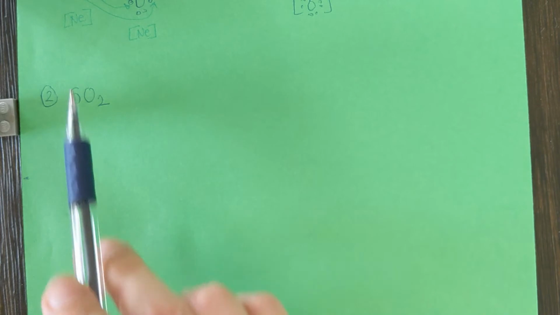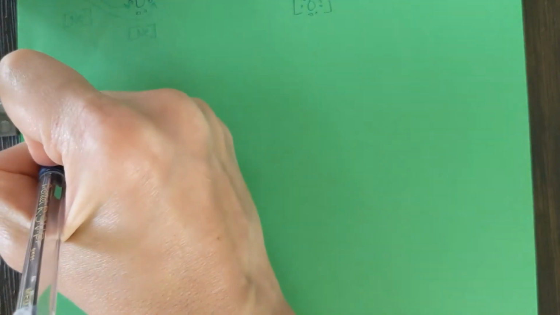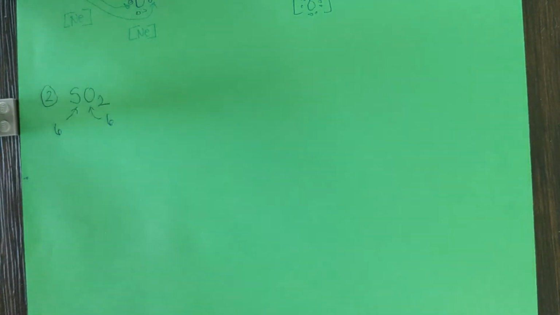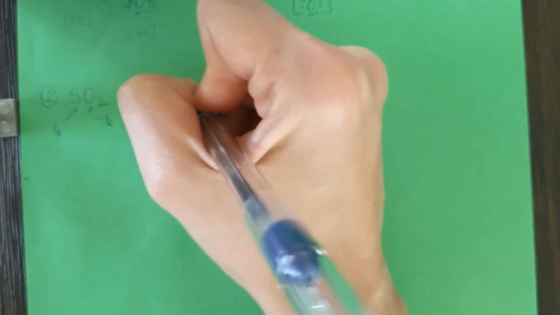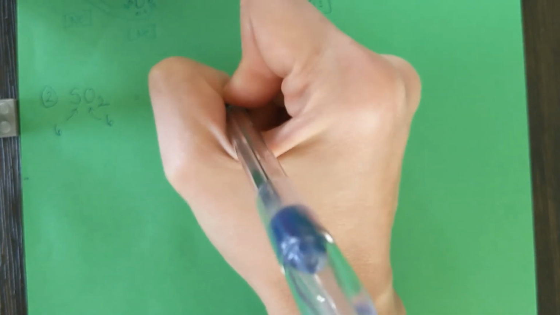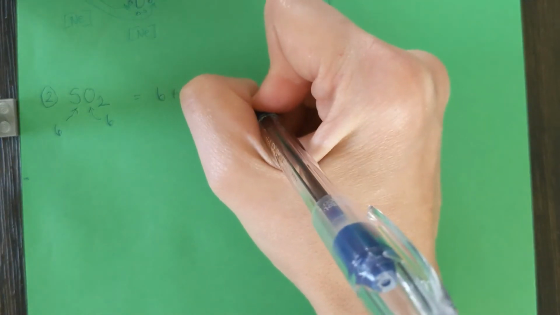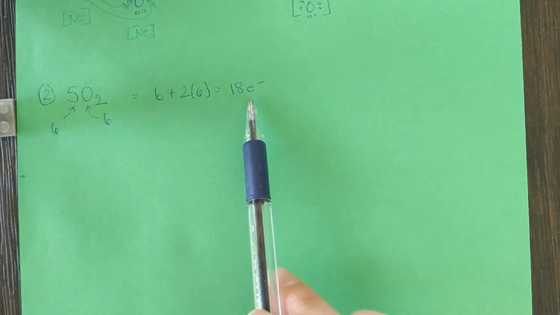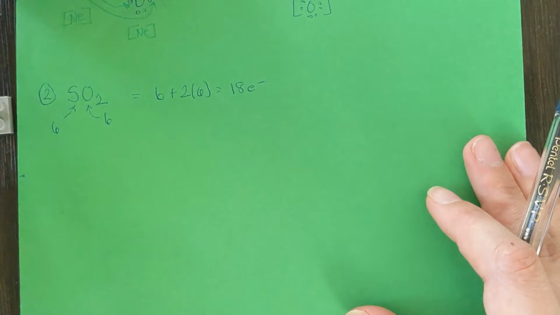Let's start by summing up our valence electrons. Sulfur and oxygen are both in group 6 in the periodic table. So sulfur has 6 valence electrons, and each oxygen also has 6. For our total, we get 6 plus 2 times 6, essentially 3 times 6, or 18 electrons. So when we make our Lewis structure, we have exactly 18 electrons to use to build our structure.